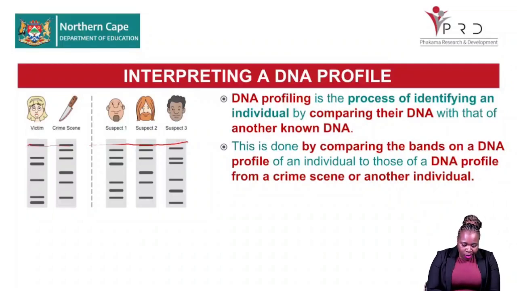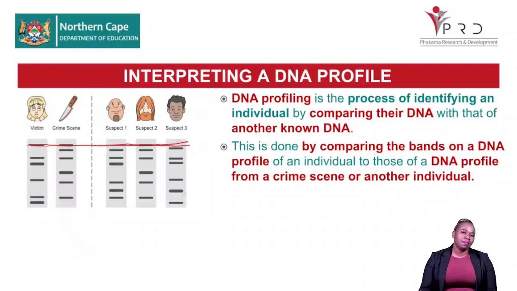So as you are comparing the profiles, you are going to use a ruler to indicate which of the suspects have the black bars or the black bands that match the most with the one from the crime scene. Then the one that has the most black bars matching the ones from the crime scene would be the one that has most likely committed the crime.